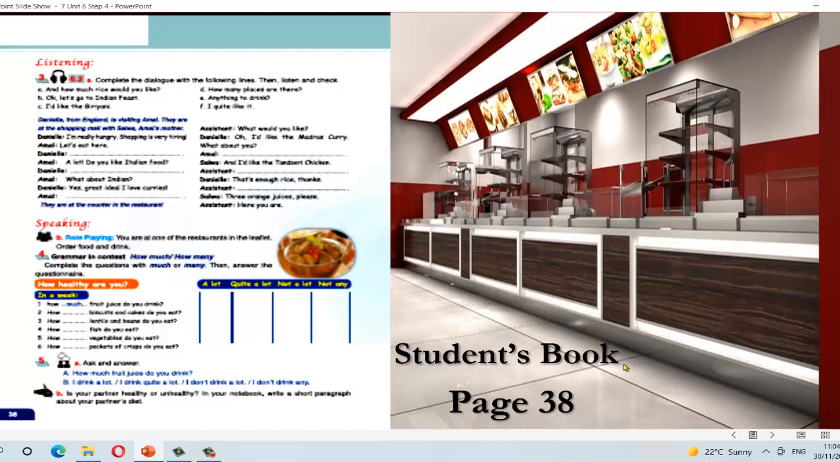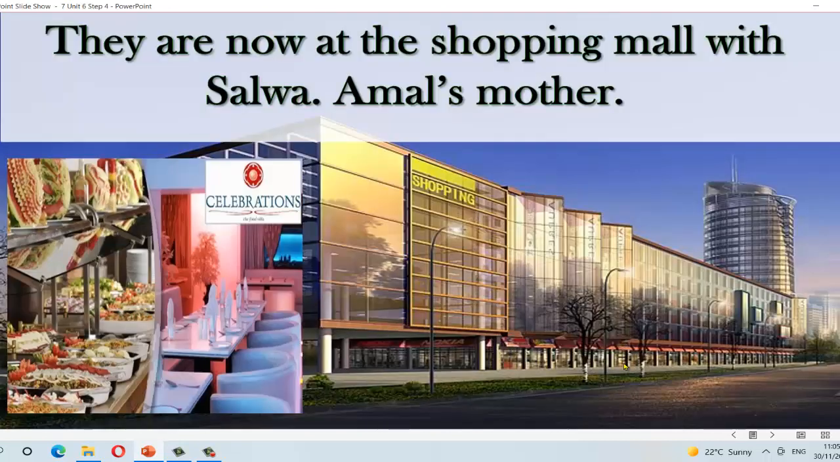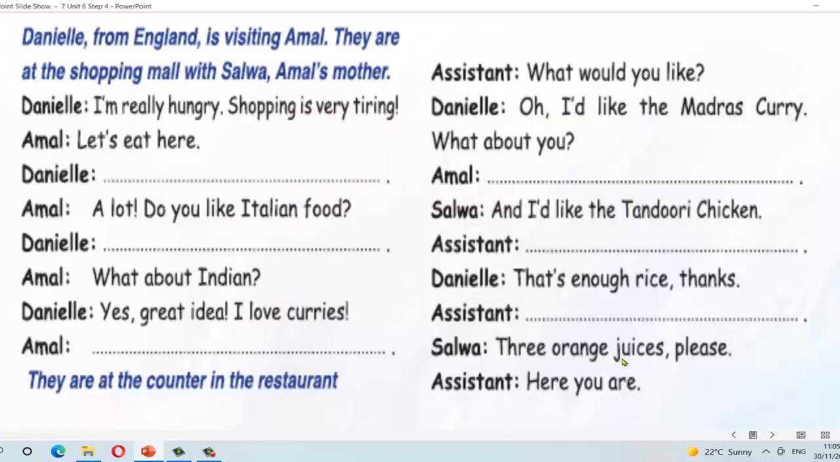Now please open your student book, page 38. Okay, let's start the first exercise. Daniel from England is visiting Amal. They are now at the shopping mall with Salwa, Amal's mother. Please listen to this conversation between Daniel and Amal and complete the missing parts.